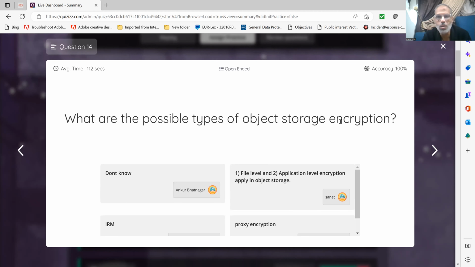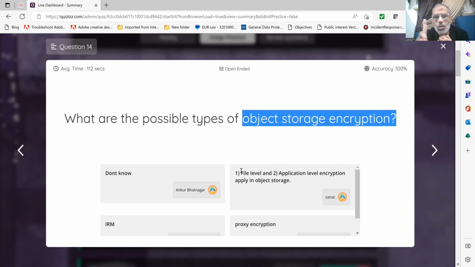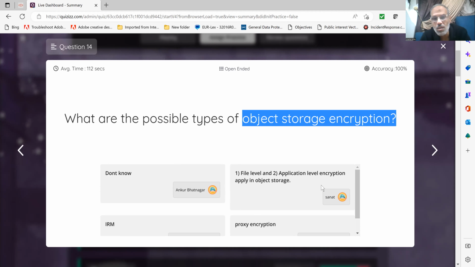What are possible types of object storage encryption? Okay, object storage encryption. We have two different types. To encrypt the objects individually, maybe files, folders, videos, audios, and so on, or application level, where the application itself will be responsible for encrypting the data. Before reading it, it will take it, decrypt it, read it, process it, and when it is stored on the storage, it will encrypt it. Then the firewall, the application acts as a proxy. The only right answer is the second one.